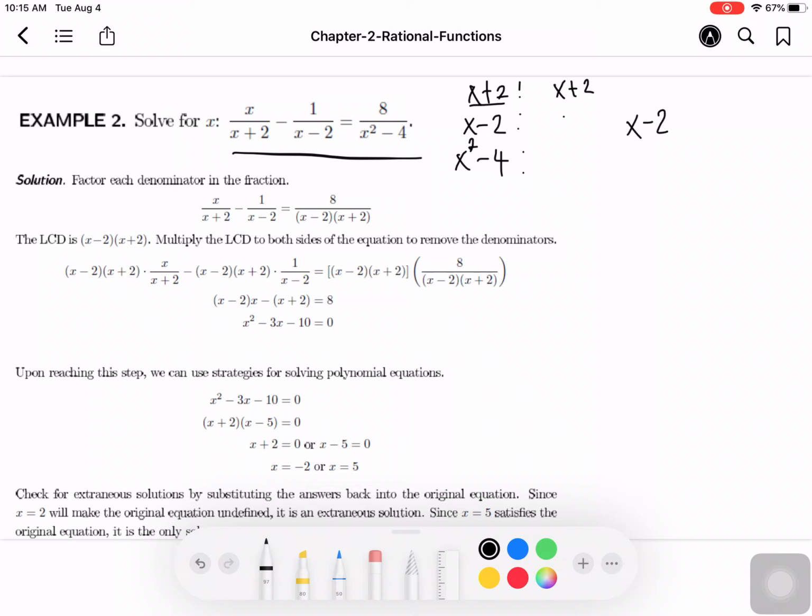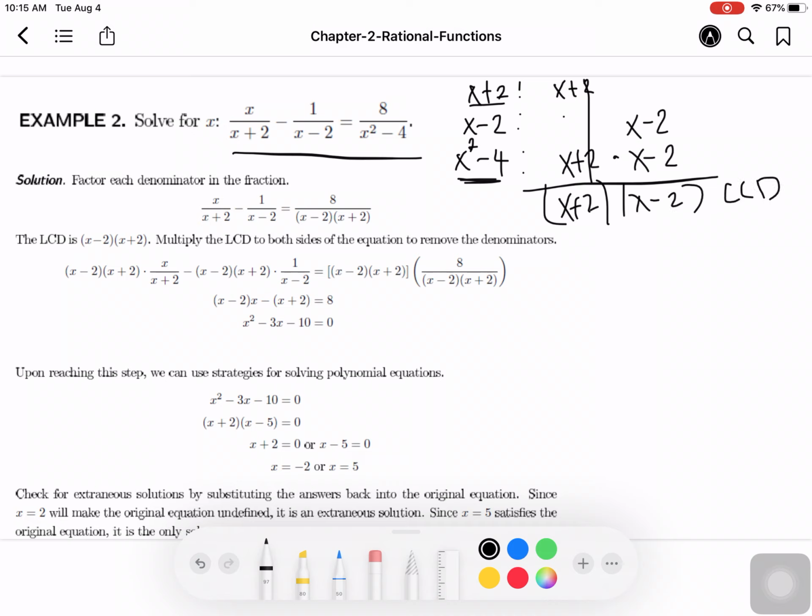And if you can still remember, x squared minus 4 is factorable. So we can factor this as x plus 2 times x minus 2. So these are the two factors of x squared minus 4. So you put them in the levels, x plus 2 and x minus 2. Therefore, we have this first factor for the LCD, x plus 2 times x minus 2. So this is our LCD. That is why our LCD is x minus 2 times x plus 2.